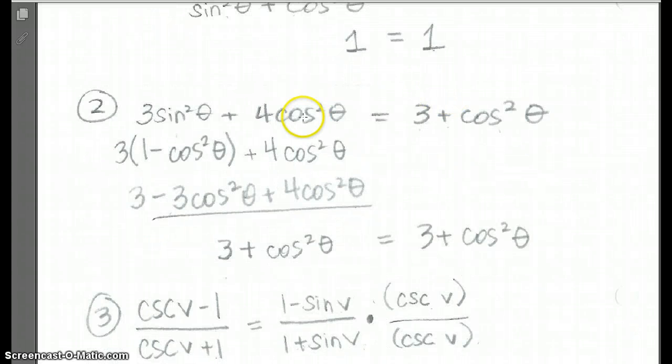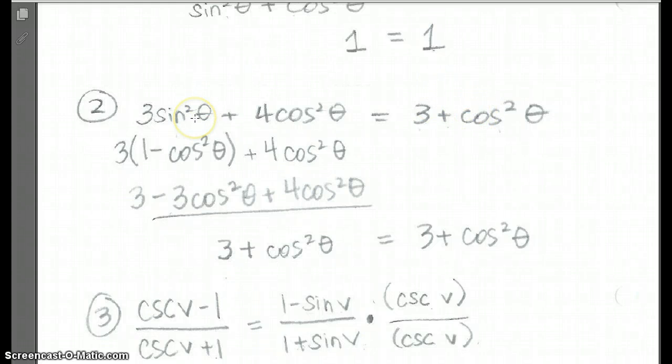Here, I want to show that 3 sine squared theta plus 4 cosine squared theta equals 3 plus cosine squared theta. The more complicated side is the left side. Notice I don't even touch the right side. It stays the same throughout everything, and that's where I'm wanting to head toward. It's complicated because it has 2 different trig functions. So you have to ask yourself, where do I want to end up? I want to end up looking like the right side that only has cosines.